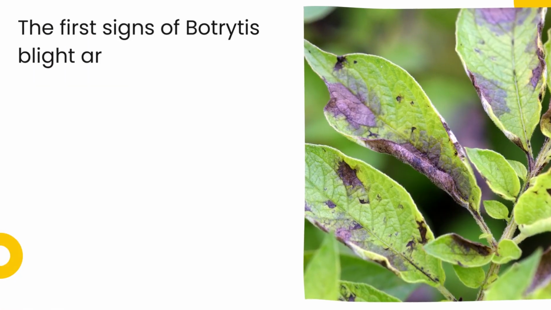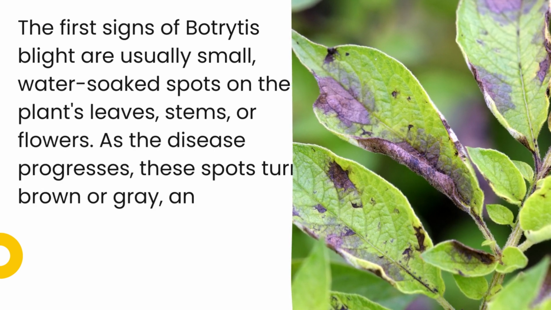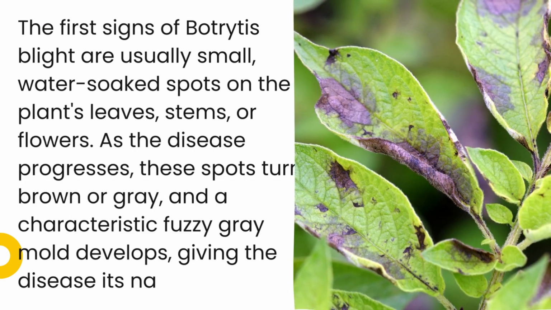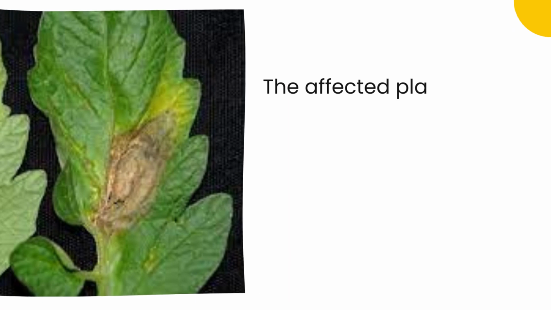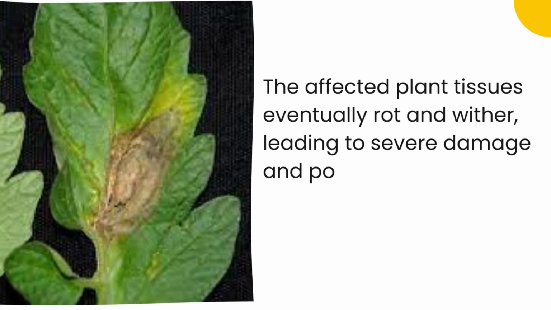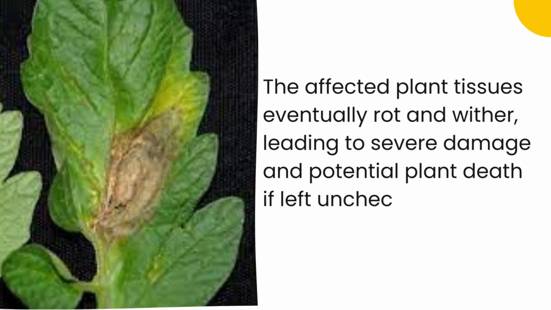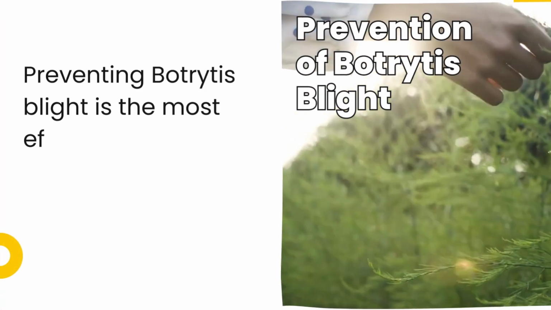The first signs of Botrytis blight are usually small, water-soaked spots on the plant's leaves, stems, or flowers. As the disease progresses, these spots turn brown or gray, and a characteristic fuzzy gray mold develops, giving the disease its name. The affected plant tissues eventually rot and wither, leading to severe damage and potential plant death if left unchecked. Prevention of Botrytis blight.